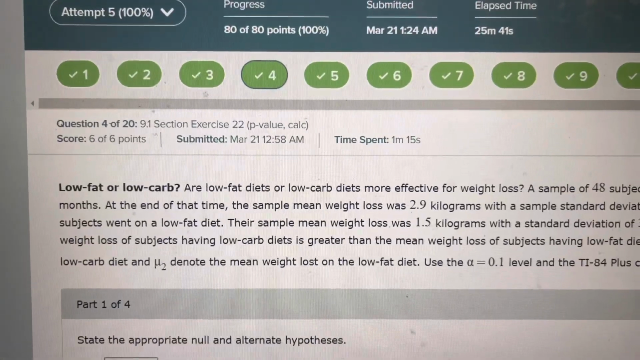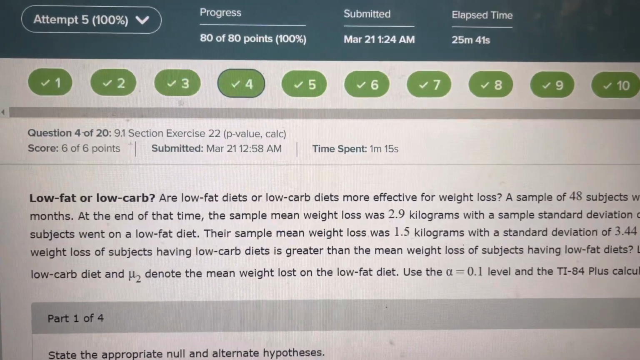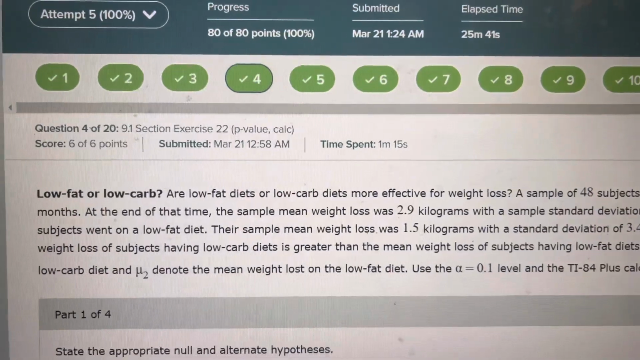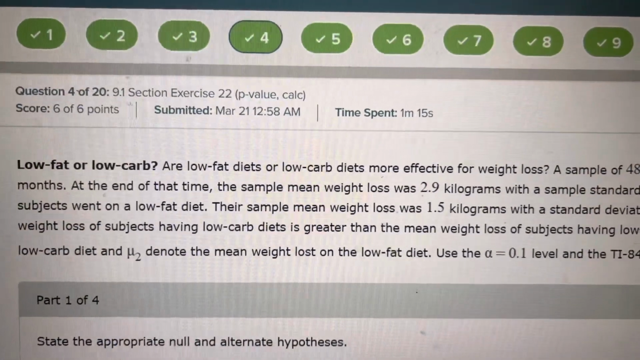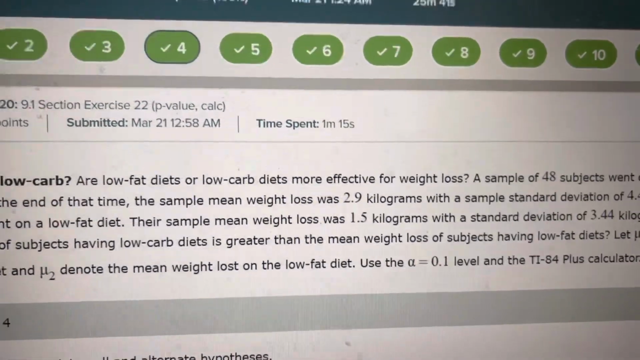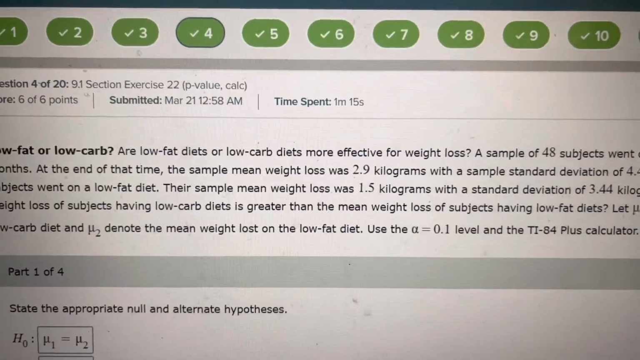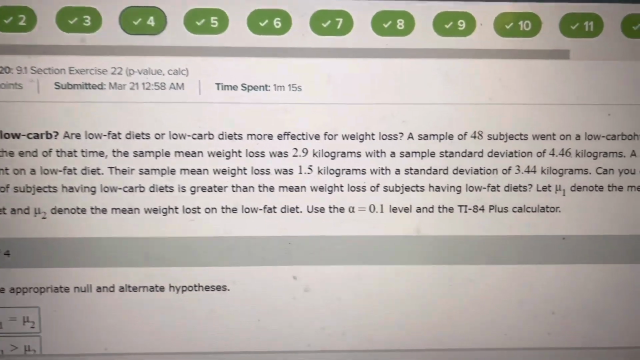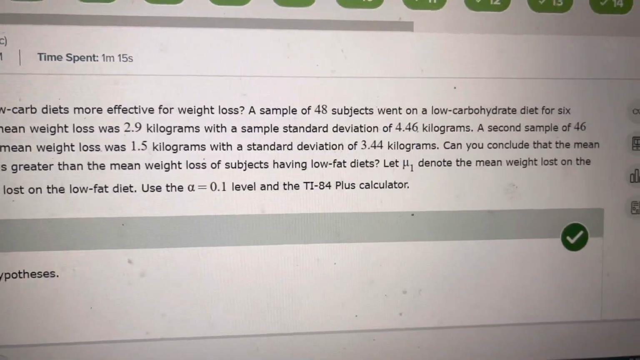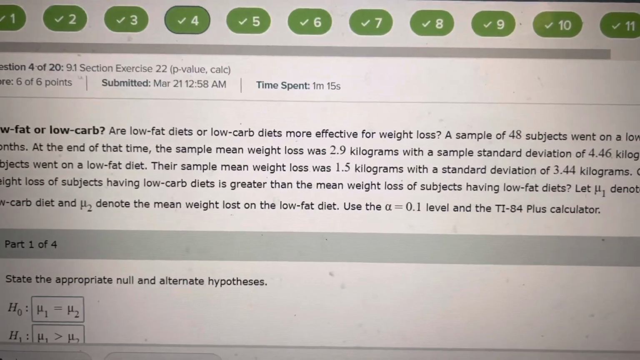Alright, so the problem I'll be explaining today is this one right here off of the service I used to do my homework on, Alex. So this problem states low fat or low carb. Are low fat diets or low carb diets more effective for weight loss? A sample of 48 subjects went on a low carbohydrate diet for 6 months. At the end of that time, the sample mean weight loss was 2.9 kilograms with a sample standard deviation of 4.46 kilograms. A second sample of 46 subjects went on a low-fat diet.